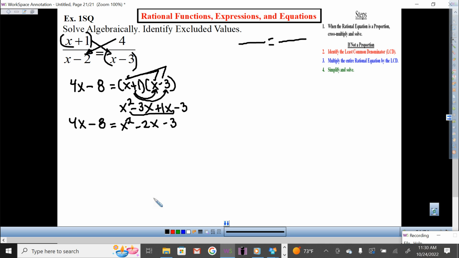Woo-wee. So no longer do we have a rational equation. Now we have a different kind of equation. What kind of equation do we have? One that has a higher degree of 2. What is that called? A quadratic equation. What do we need to do to solve a quadratic equation? It needs to be equal to what? Tell your neighbors here if they remember. To solve a quadratic equation, it needs to be equal to what?